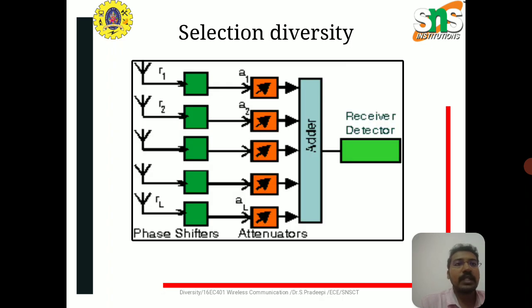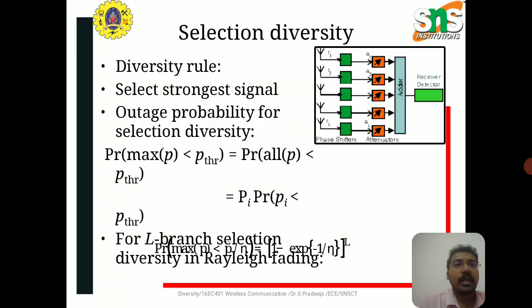The figure shows the selection diversity. The selection diversity rule is that it selects the strongest signal. Outage probability for selection diversity is P_r equals P_r in which all rho are less than the threshold value of rho, for L branch selection diversity in Rayleigh fading.